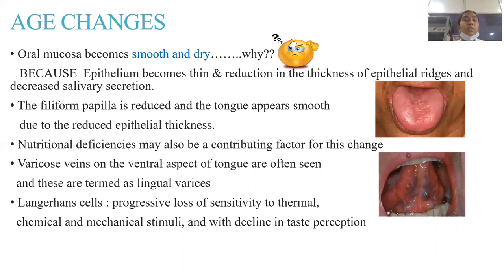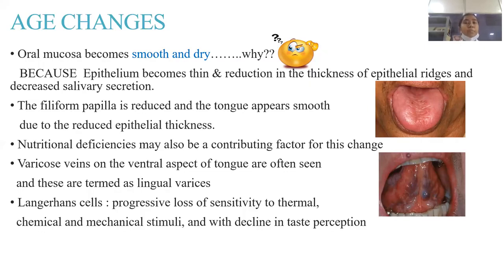Age changes. What will happen to the oral mucous membrane? The oral mucosa becomes smooth and dry. Why did it happen like that? Because the epithelium becomes thin, and the reduction in the thickness of the epithelial lining decreases the salivary secretion, for which it became dry. The filiform papillae are reduced as age advances, and the tongue appears smooth due to reduced epithelial thickness.